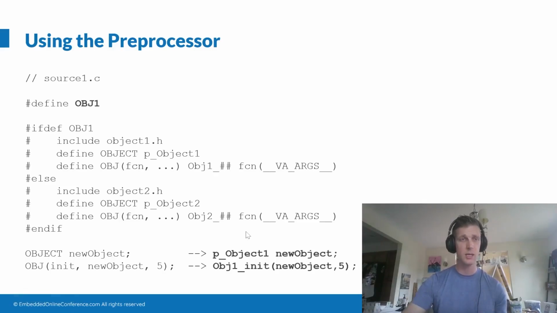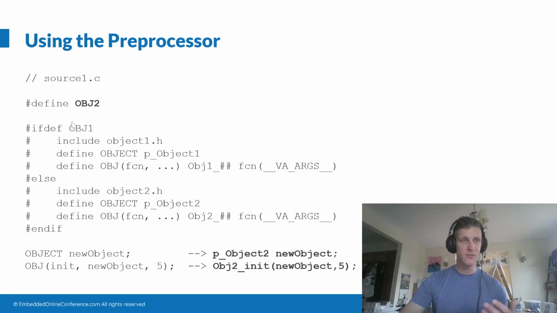So here's what this looks like in my code. If above this I pound define object1, then my code below, after the preprocessor scans my file, turns this all capitalized object into pObject1, because that was this text replacement line here, this pound define. Additionally, this generic object init data here becomes object1 underscore init, and new object and 5 are the arguments that are then given to that function.